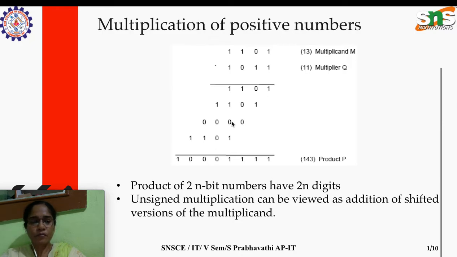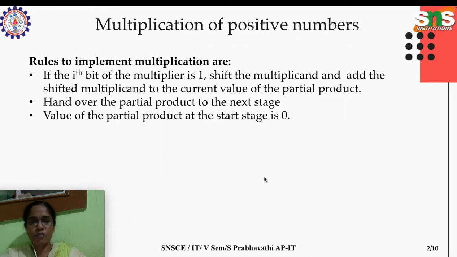This way also we could do it, or normally manually we will do the addition at the last stage, is it not? While implementing via circuit, we will be adding the shifted multiplicand to the current partial product, and hand over the partial product to the next stage. If the multiplier bit is 0, we won't add the multiplicand. Instead we will be shifting 1 bit position towards left.